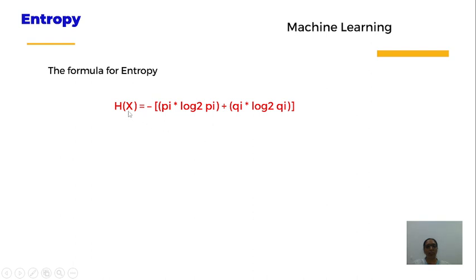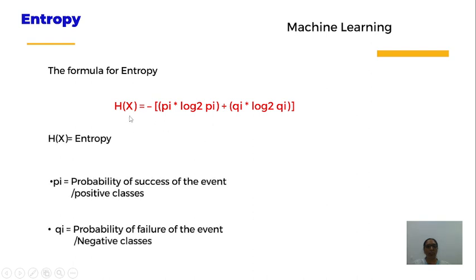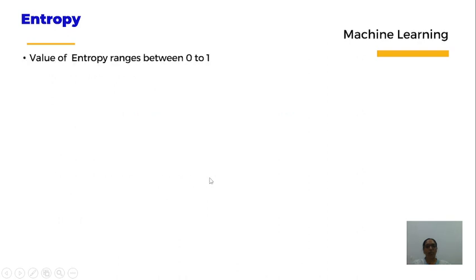Now let us understand one by one. What is H(X)? This H(X) is nothing but the entropy. Here, what is X? X is a collection of the training samples. What is P(i)? P(i) is the probability of success of the event or the probability of the positive class, and Q(i) is the probability of the negative class or the probability of failure of the event. Here you can see the value of entropy ranges between 0 and 1.